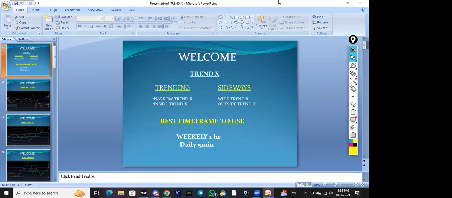So for new members, today I'll show you the Trendex, how to use Trendex. It's really an amazing tool, and it's very easy. I'll show you how to use it with weekly and daily. Weekly is very important to identify the trend. According to that, we can look at our positions every day.